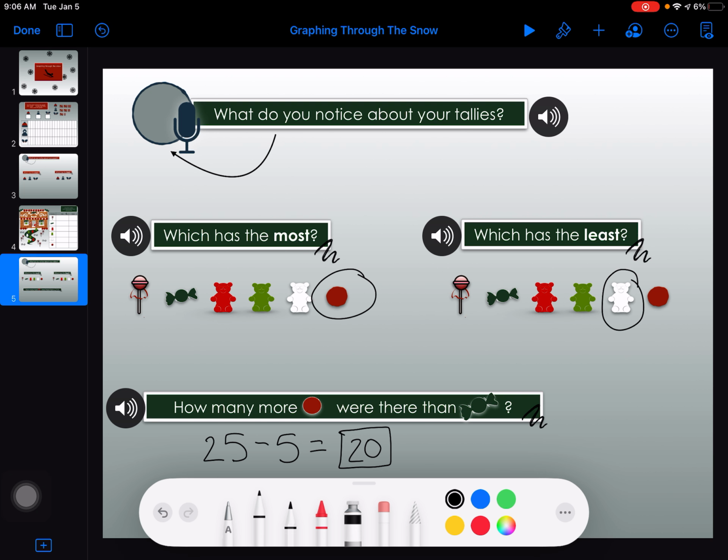I can also use a strategy looking at my place value. I have a 2 in the tens and a 5 in the ones. And in the number 5, I have a 5 in the ones. I have the same number in the ones place. If I'm taking away 5 in the ones place, I can change this 5 to a 0. 25 minus 5 in the tens equals 20.